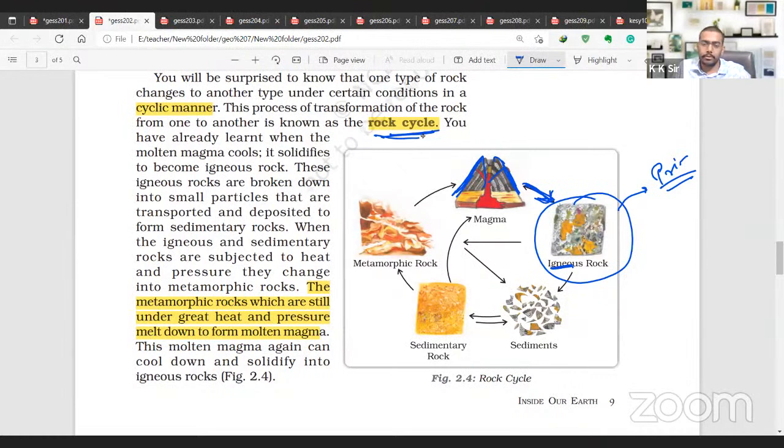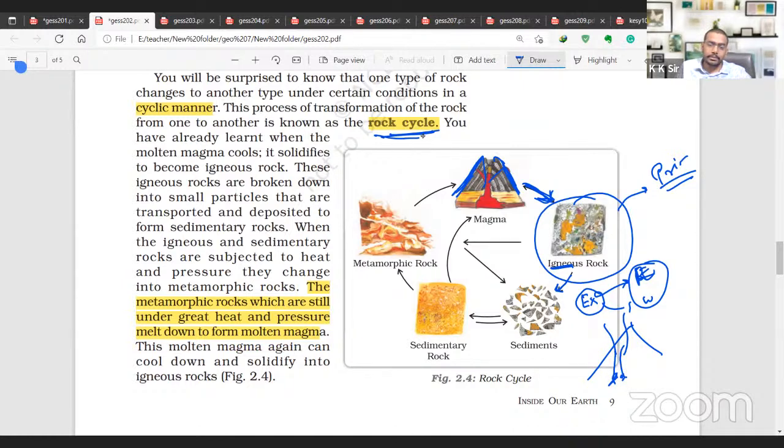Igneous rock is formed. Now what will happen is that this igneous rock will change into sediments. How will it change into sediments? Through the process of external forces that we saw, erosion and weathering. Erosion and weathering के चलते it will change into sediments. Like the Ganga flowing in the Himalayas will break the rock into finer sediments.